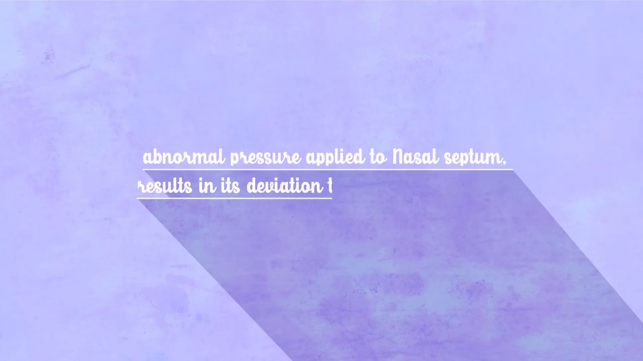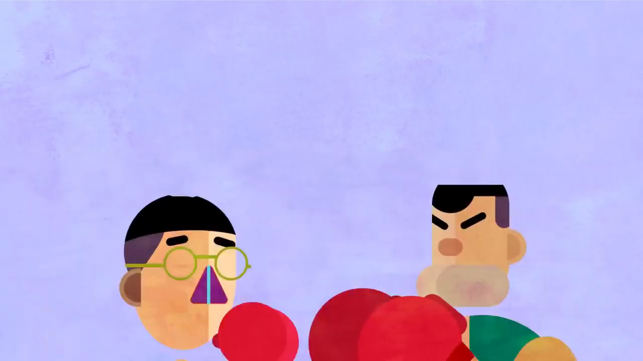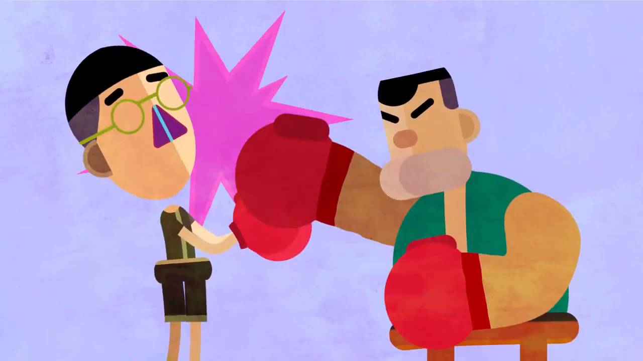Number 1 is trauma. Any abnormal pressure applied to nasal septum results in its deviation to one side or another. Example, being hit by a boxer on the nose.